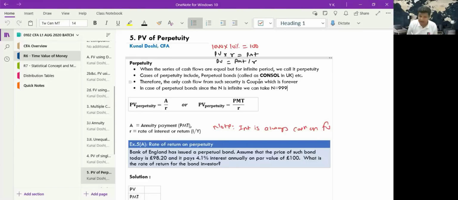That is going to be my PMT. And the present value of the bond that they've given me is 98.2. So as per the formula, my formula was present value equals PMT over the rate of return, right? Here I have everything else. So if I want to find the rate of return, I will find R. I will take R on the other side. It will be nothing but the annuity over the present value, isn't it? So can you calculate R, the rate of return? You're going to get 4.1 on your investment of 98.2. So you're going to get 4.1 divided by 98.2.